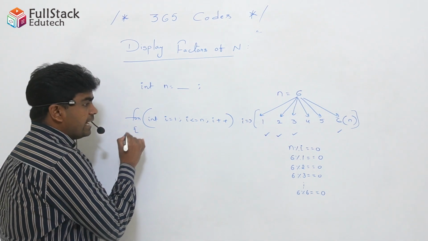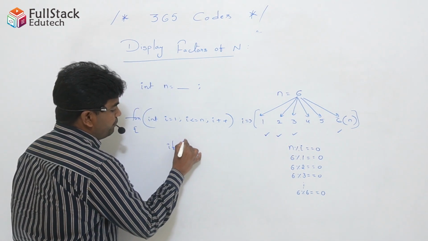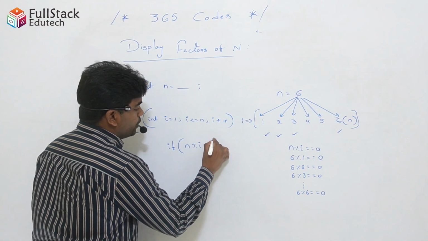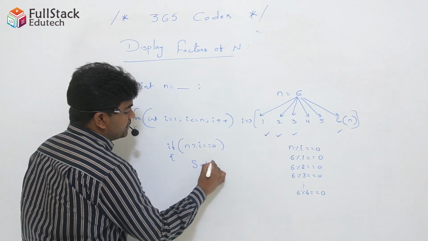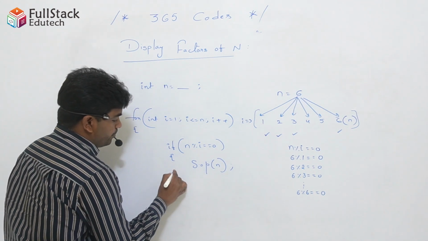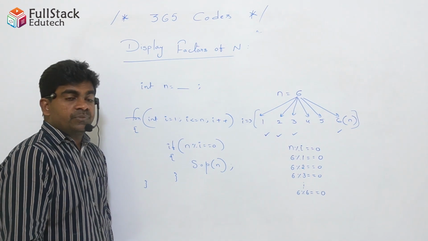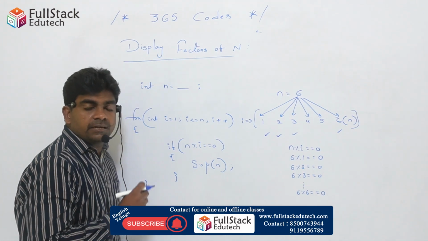Every time we are checking whether n is divisible by i. If n modulo i is equal to 0, then we simply print that value. Simply we are printing this i. This is the simple way of displaying the factors for the given number.